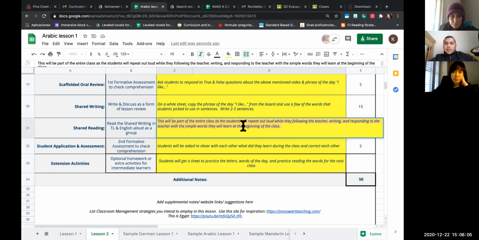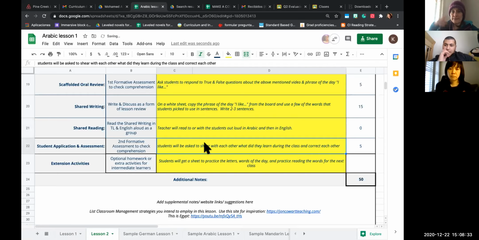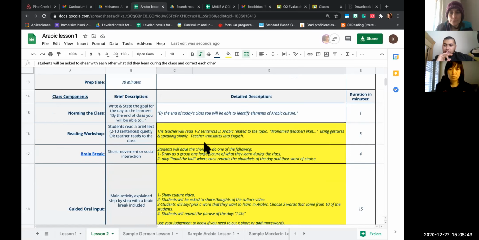Okay. So do you want me to leave it here and then you would say, so for shared reading, let's phrase it the way you said it. Teacher will read to or with the students out loud in Arabic and then in English. And that's it. And just to make sure they get it, they've got it written down, they've heard it a bunch of times. Can you go up a little bit? Can you scroll up?